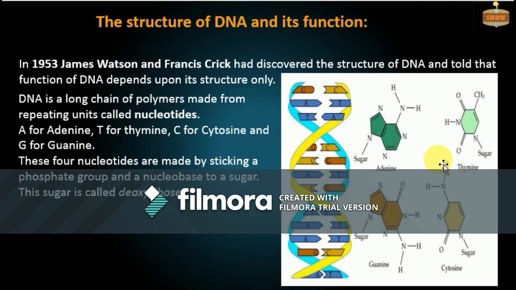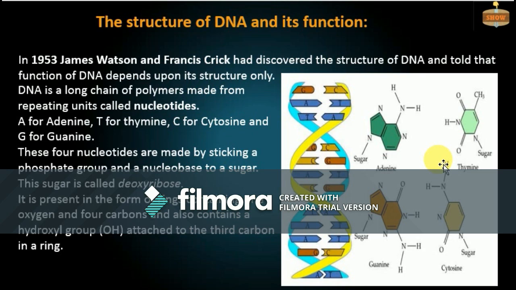These 4 nucleotides are made by attaching a phosphate group and a nitrogenous base to a sugar. This sugar is called deoxyribose. In this figure you are not able to see the deoxyribose and phosphate group, but in the next figure you will definitely know how this whole structure of DNA is formed.